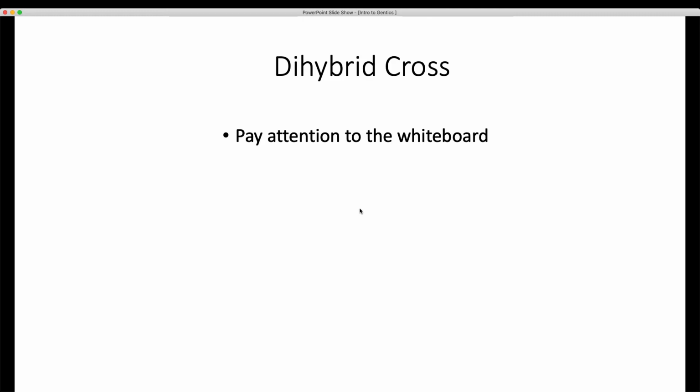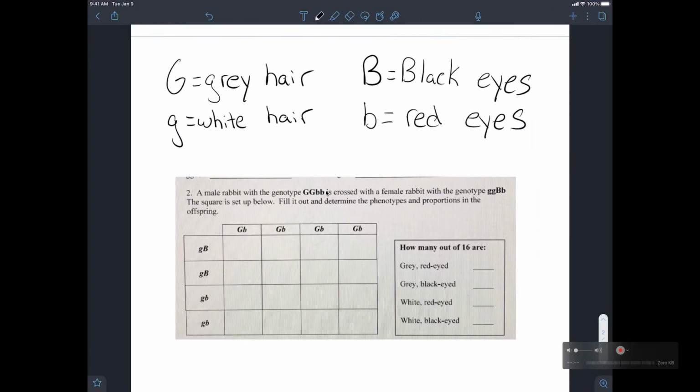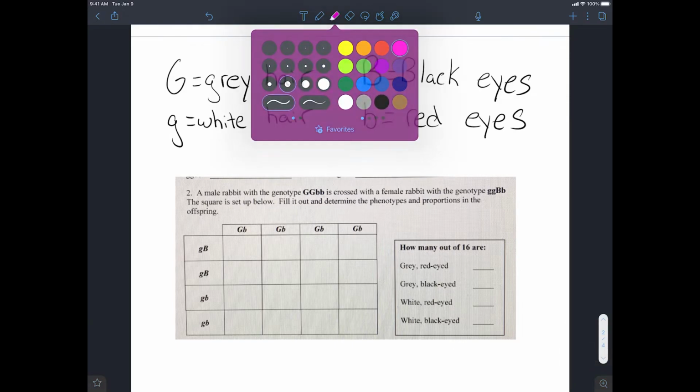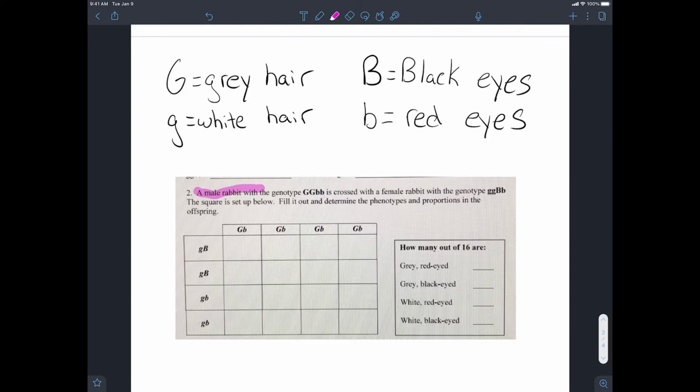The idea of dihybrid crosses. You're going to have to pay attention to me on this, all right? So, dihybrid crosses, it's going to be kind of a little bit slower here. This question is just a little bit different, but that's okay. But we're going to say a male rabbit, which is a genotype of capital G, 2 lowercase b's, is crossed with a female genotype that has 2 lowercase g's, uppercase B, lowercase b.